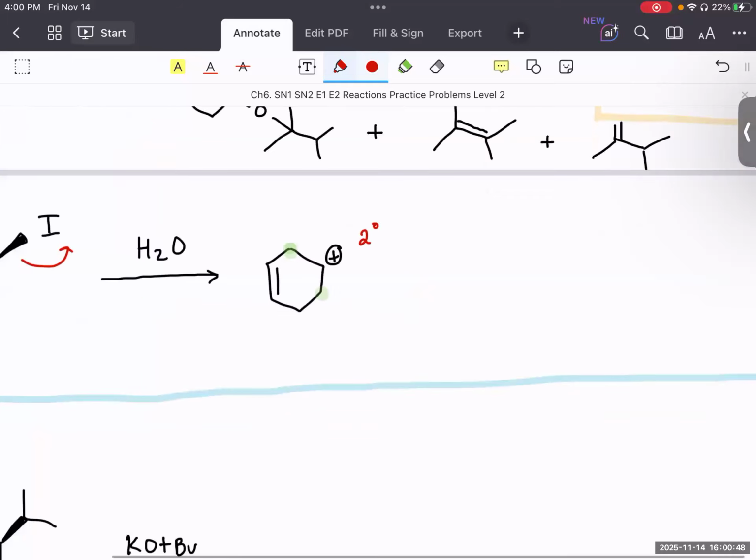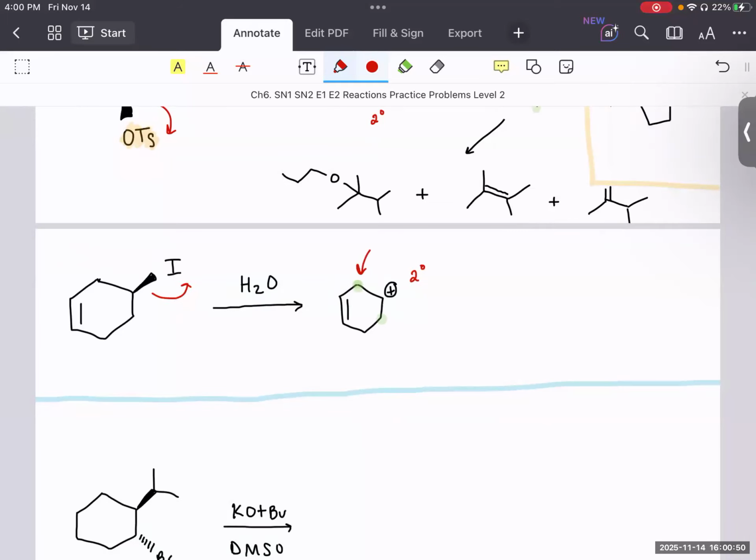However, if we shift over to this top carbon over here, to this position, we actually get some resonance stabilization from this double bond. And so we can do a hydride shift from one of the hydrogens on that top carbon.